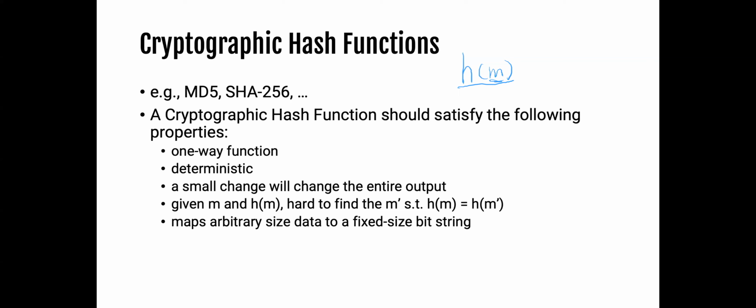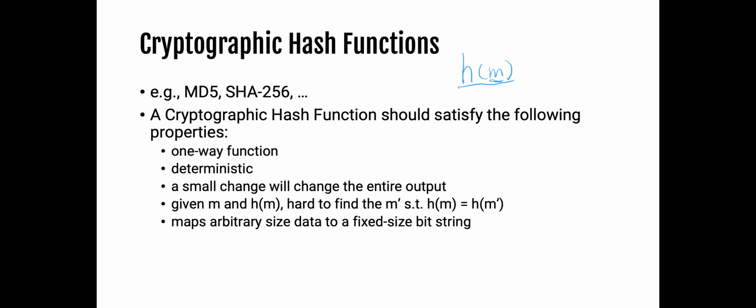Also, given an m and its hash h(m), it's going to be very hard to find another message m' such that their two hashes are the same, so that they collide with each other. It's very hard to find a specific message that collides with the current message. And last but not least, you want to make sure that messages of arbitrary size will all be calculated to a fixed size.